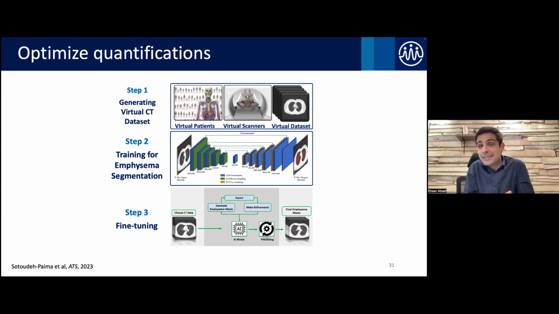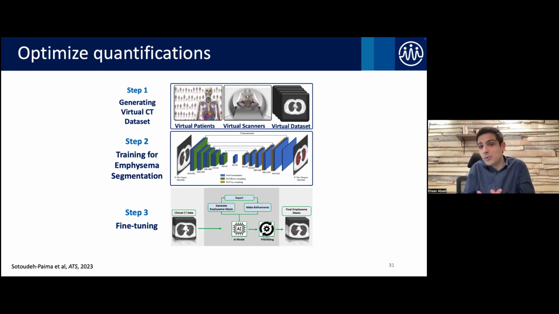What if I can segment emphysema? Yes, it's a challenging task, but if I segment it and show it would be robust to those variations, then that should be an improved way of doing my quantifications and things would be more robust. So we enabled this by training a deep learning network on our virtual data to learn how to segment emphysema.